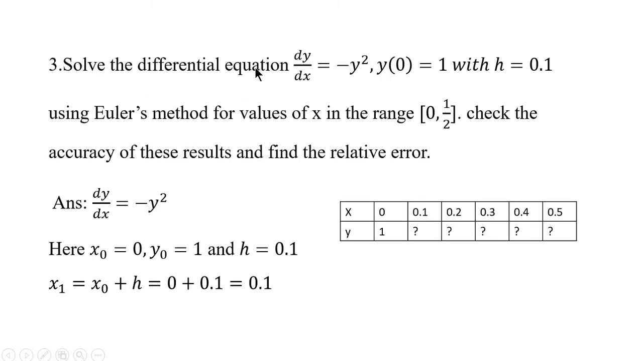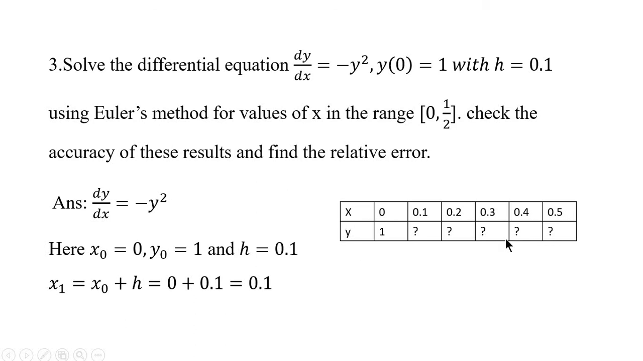Problem 3. Solve the differential equation dy by dx equal to minus y square, y at 0 equal to 1, where h is given 0.1, using the Euler method for various values of x in this range. That is, within 0 to 0.5, we have to find out the values of y corresponding to all the values of x that lie in this interval. Check the accuracy of these results and also find the relative error. So from the question, I am going to write down dy by dx, which is f of x y. It is given as minus y square, and also the initial condition is given, x naught is 0 and y naught is 1, h is 0.1.